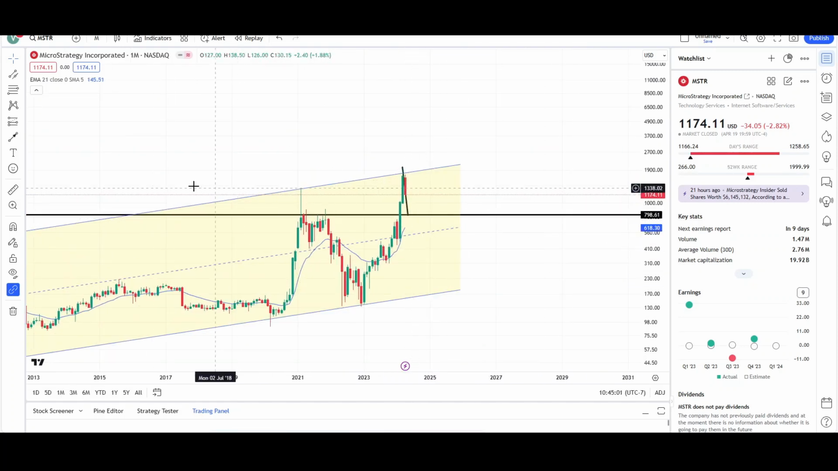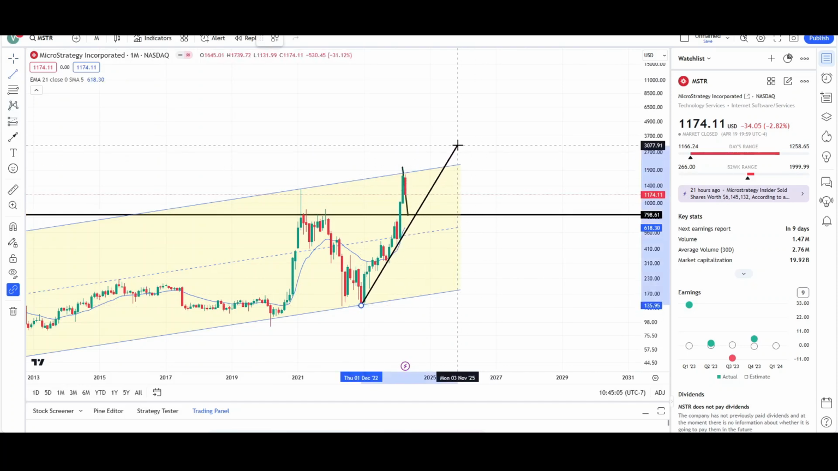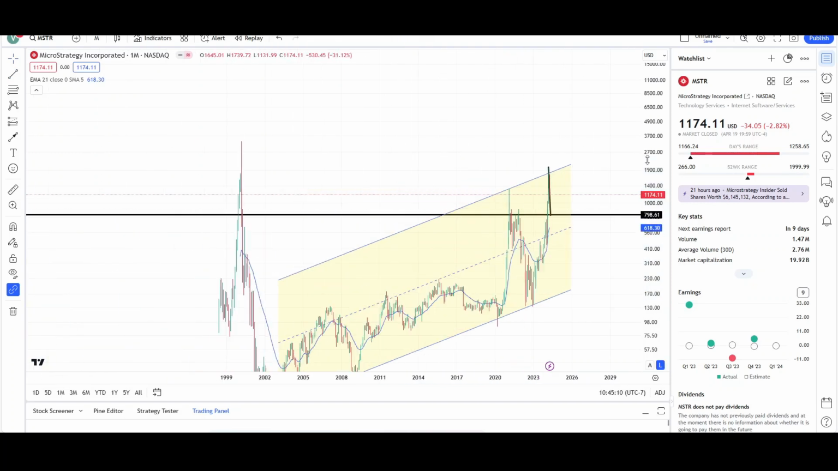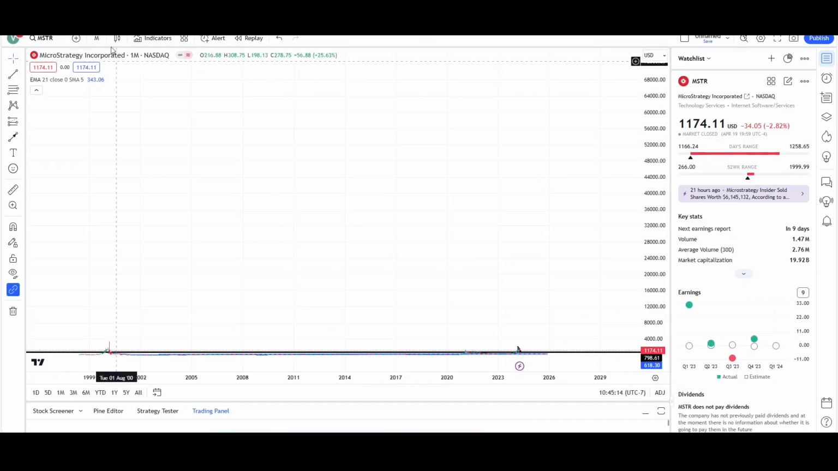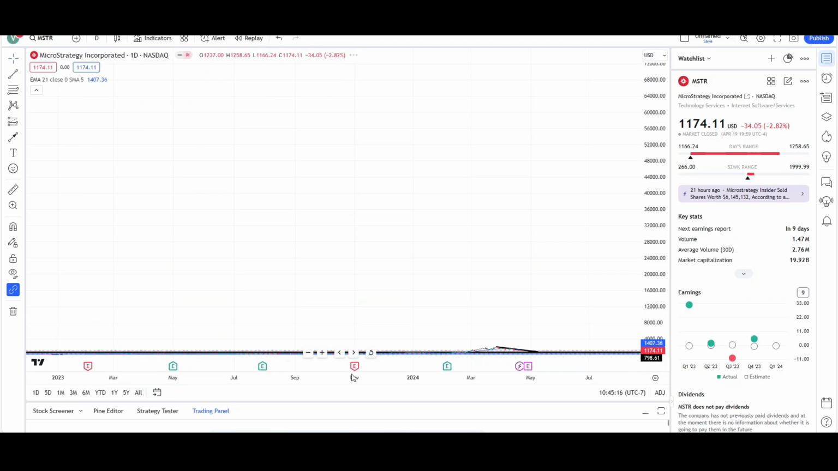I'm not expecting a big drop. I definitely think this is still in a bull market. But as of right now, it was just overextended and it looks like it's ready for a drop, probably towards the $800 level. So we'll see if we can get there. As of right now, it's looking likely. So that's all I have for MicroStrategy on the daily and weekly charts.